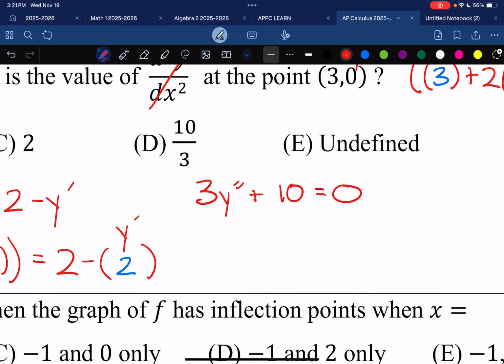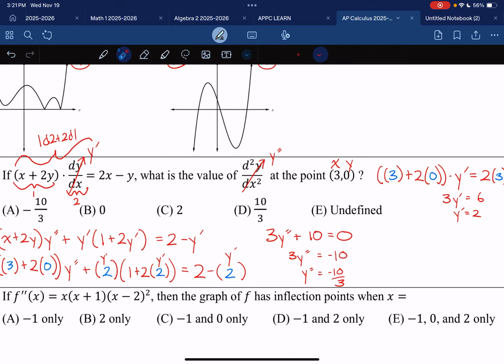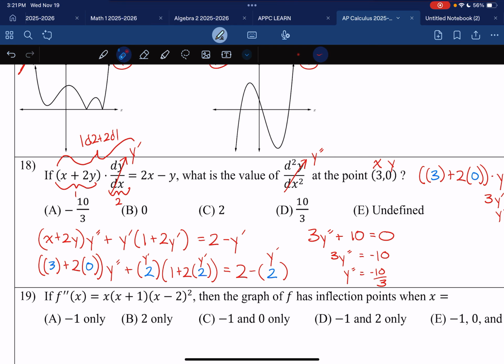Let's go ahead and subtract 10 on both sides. So I have 3y double prime is equal to negative 10. Divide both sides by 3, and y double prime is equal to negative 10 thirds. Please be an answer. Oh, I see there was a positive 10 thirds and a negative 10 thirds. We want the negative one. The correct answer for number 18 is A.